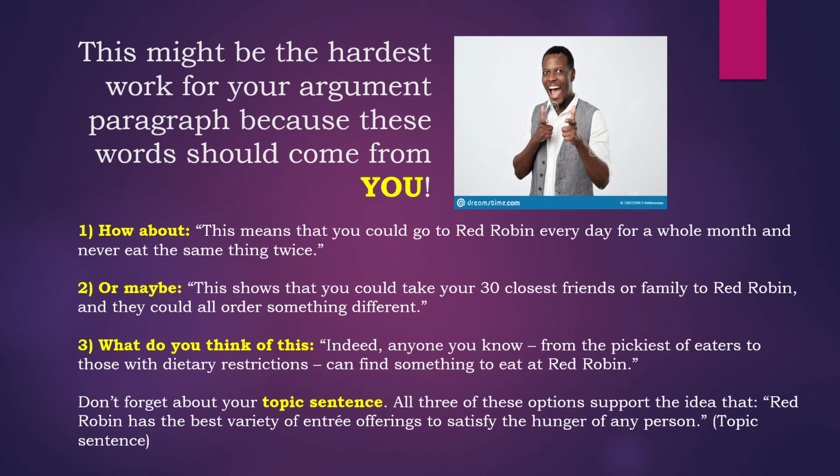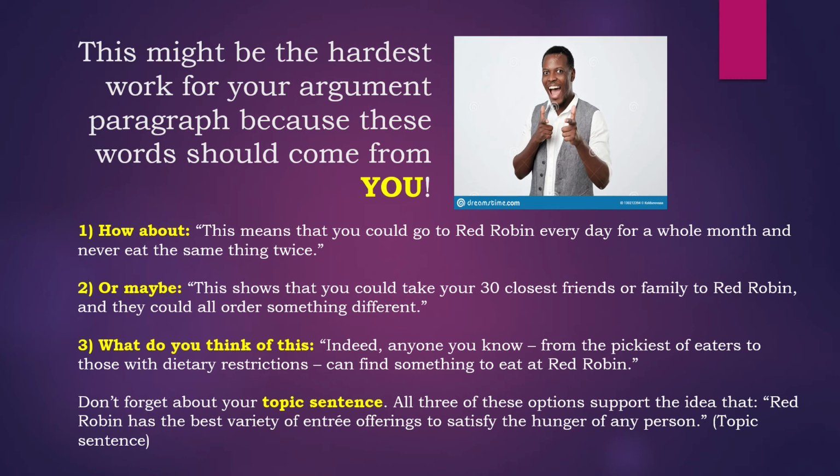Okay, here's another option for the follow-up commentary. This shows that you could take your 30 closest friends or family to Red Robin, and they could all order something different. See, same thing. It talks about how vast their options are, that there are just so many choices on their menu. It's reiterating that idea and making it relevant to us. It's relating it to our lives. Not that we would go there every day to eat or that we take 30 friends with us, but it's just saying, can you just imagine that this could happen, that they could all order something different?